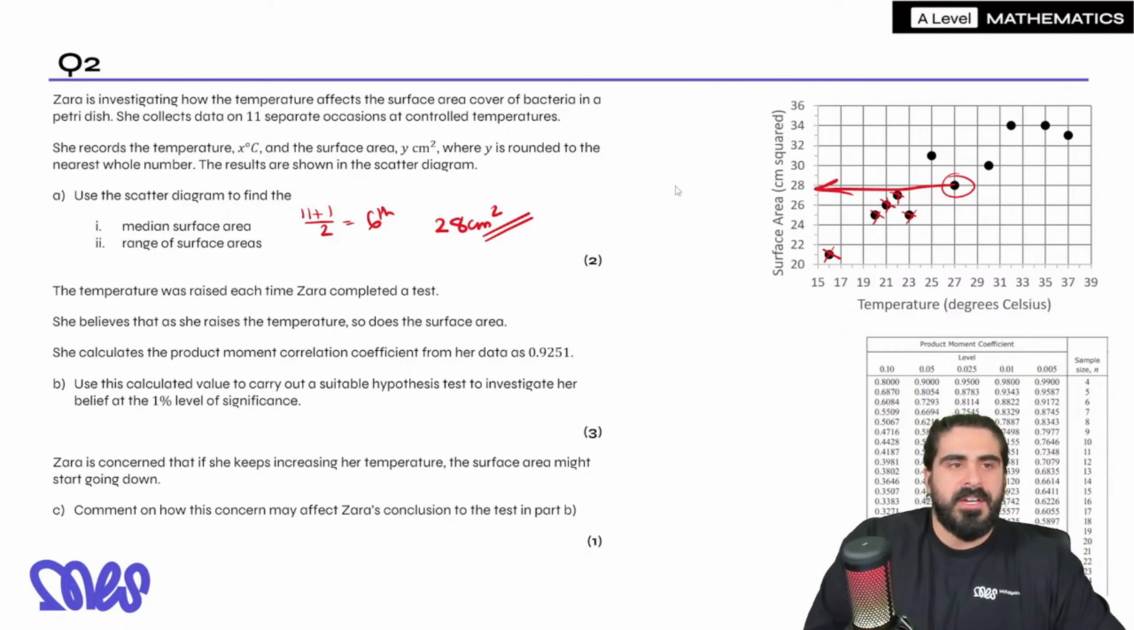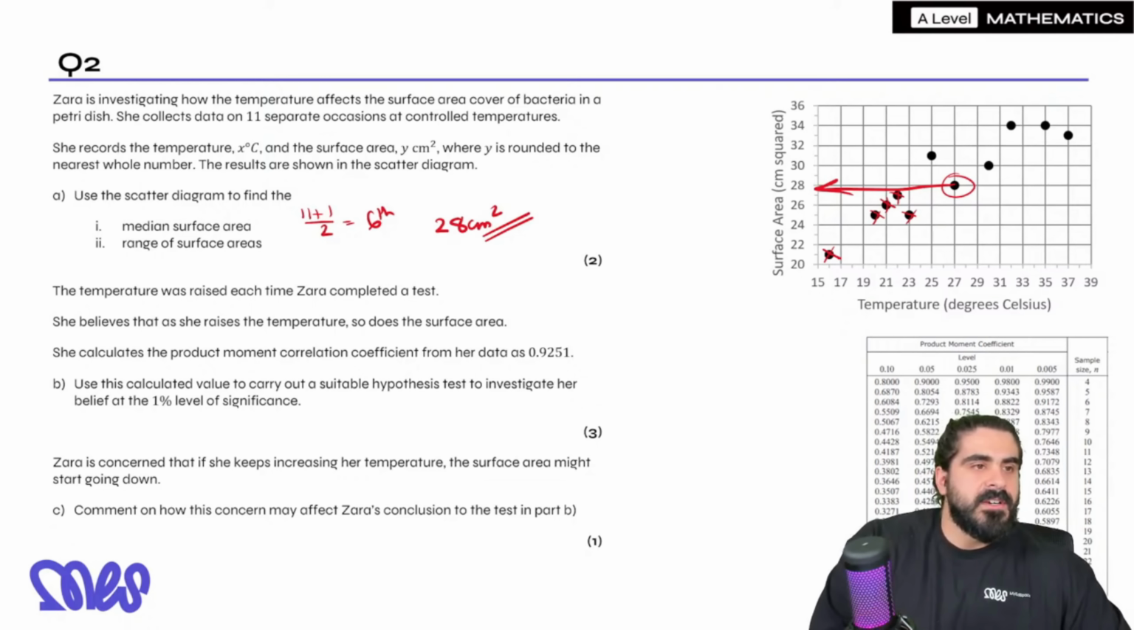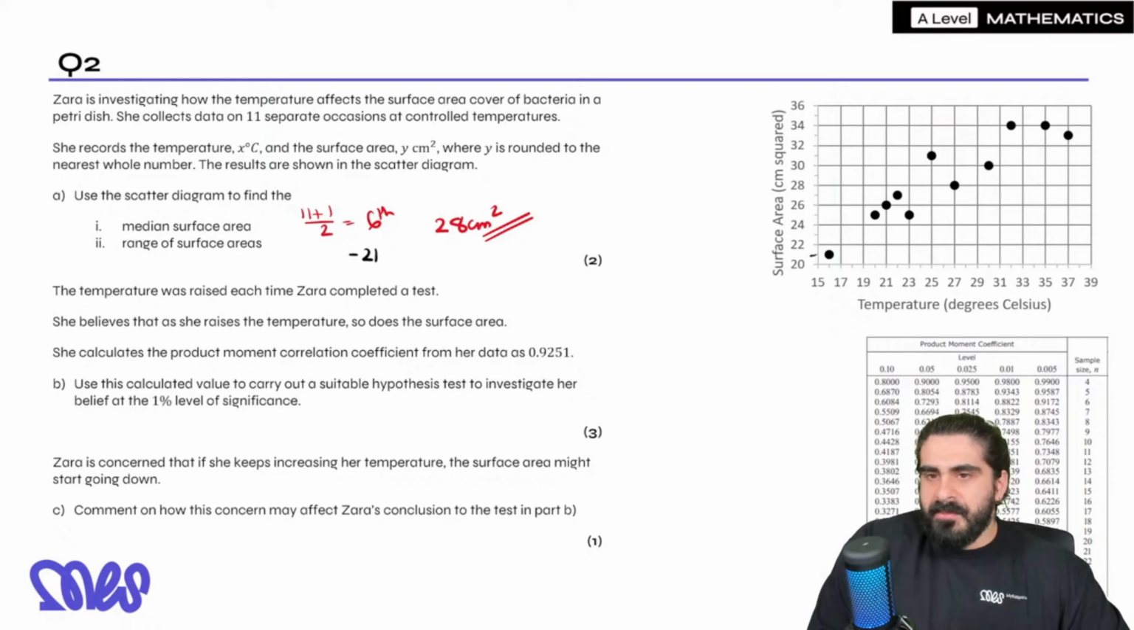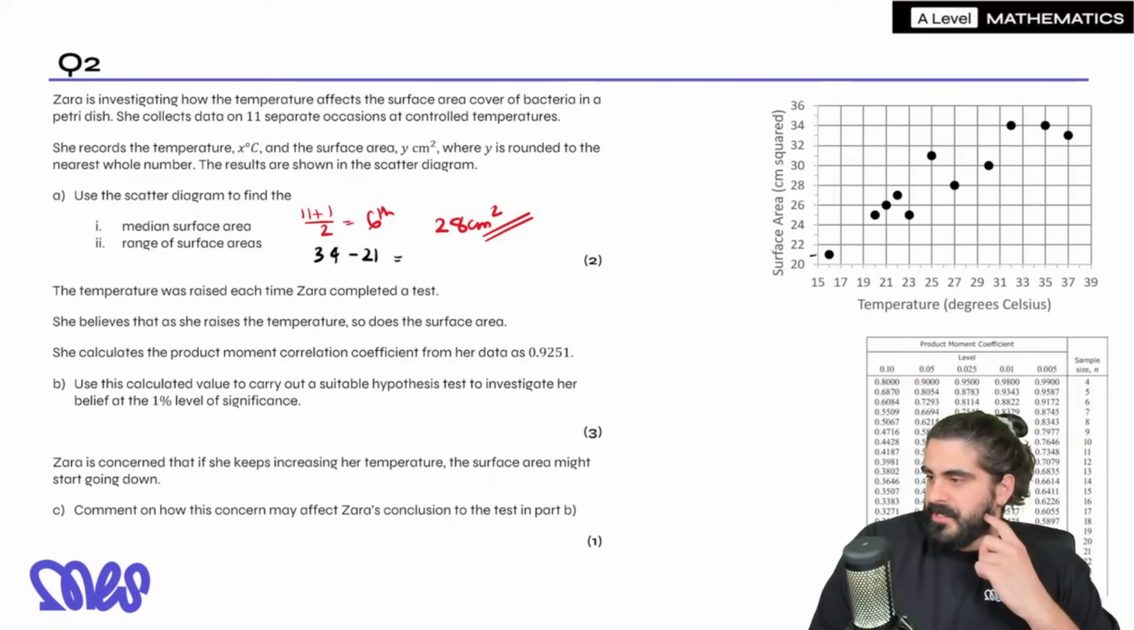The range. All right, the range is nice and easy. We're just doing the highest minus the smallest, right? Now the smallest we can see is at 21. We're going to minus 21. And the highest points are at 34, which is 13, yeah.